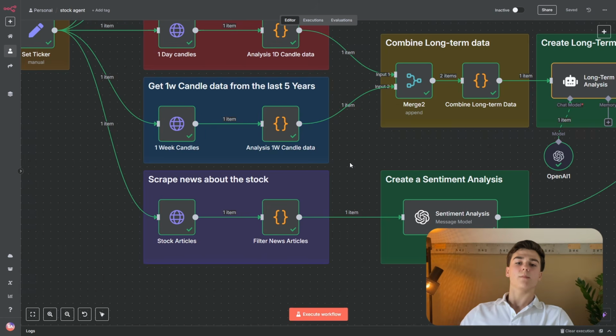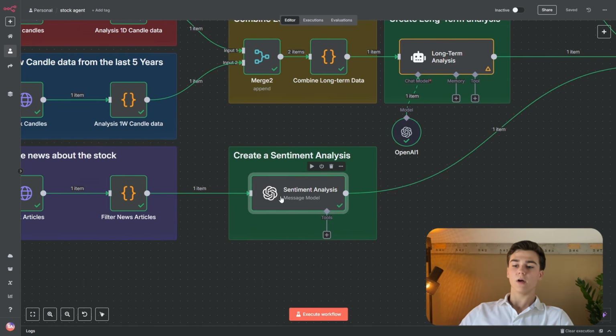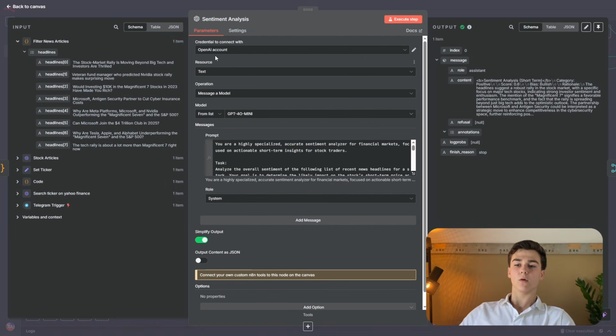So after we have set up the code node, we will send the data to this OpenAI message and model. In this OpenAI message and model, you will first add your credential, of course, put the resource on text, operation message and model. Then the model will be GPT-4o mini. And 4o mini is good enough because the model only has to decide whether the headline is positive or negative. So it doesn't have to do any special calculations.